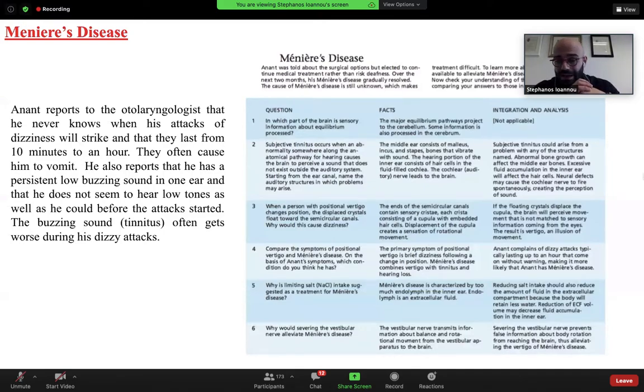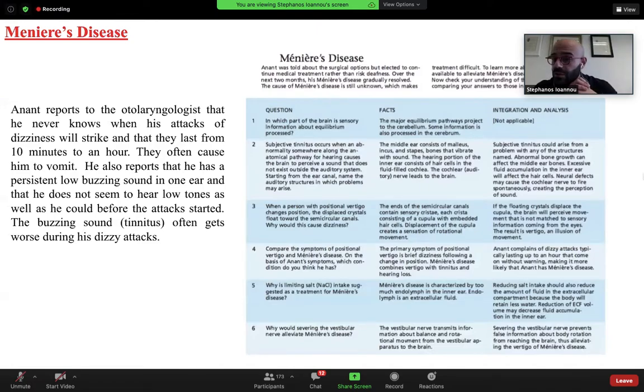The reason why this individual is facing transient attacks of dizziness is the displacement of otoliths from the utricle and saccule, which float freely in the semicircular canal, occasionally displacing the cupula, that gelatinous mass that senses the rotation of the body, giving the sense of vertigo.